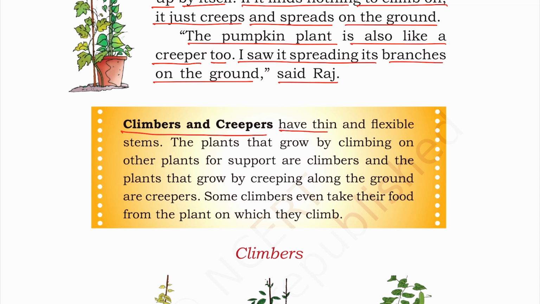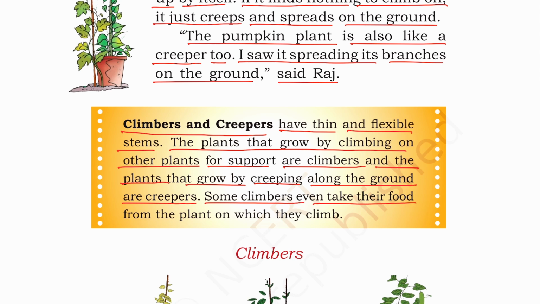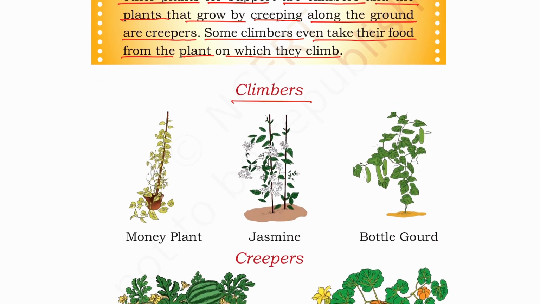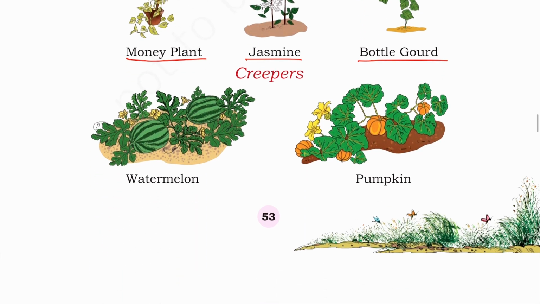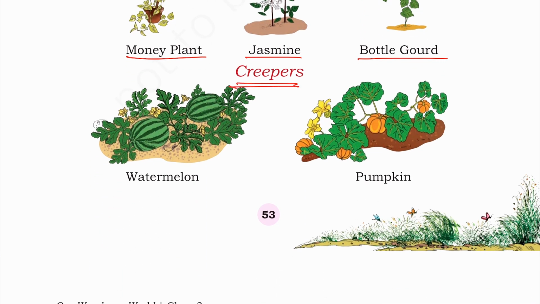Creepers and climbers have thin and flexible stems. The plants that grow by climbing on other plants for support are climbers, and the plants that grow by creeping along the ground are creepers. Some climbers even take their food from the plant on which they climb. Climbers: money plant, jasmine, bottle gourd. Creepers: watermelon, pumpkin.